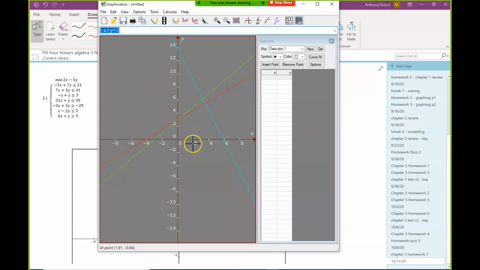The next one is this green line. So now my solution space is below this red line to here, then below the green line, and then still below the blue line. Everybody's okay with that? Okay.